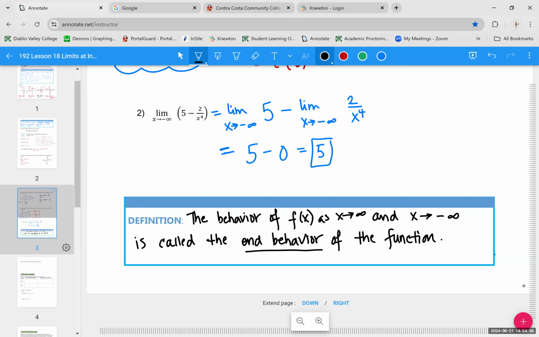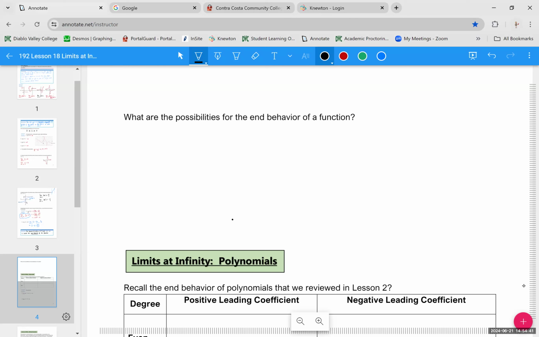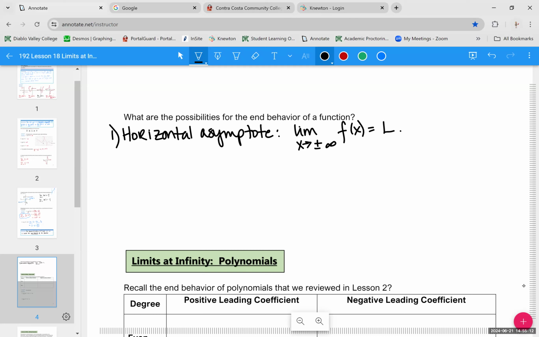And let's talk a little bit about what we know could happen. What are the possibilities for what a function is doing as x approaches either positive or negative infinity? And since we just spent some time talking about horizontal asymptotes, let's list that as the first one. So option 1 is a function could have a horizontal asymptote. And what that means is that the limit as x approaches either plus or minus infinity is going to be equal to a real number. And that number will be the asymptote.